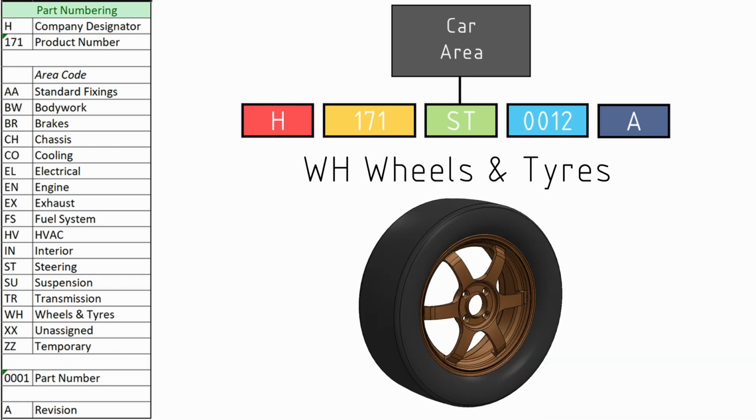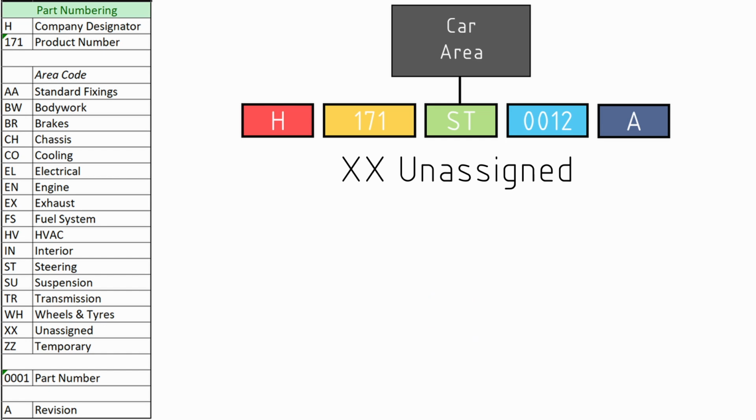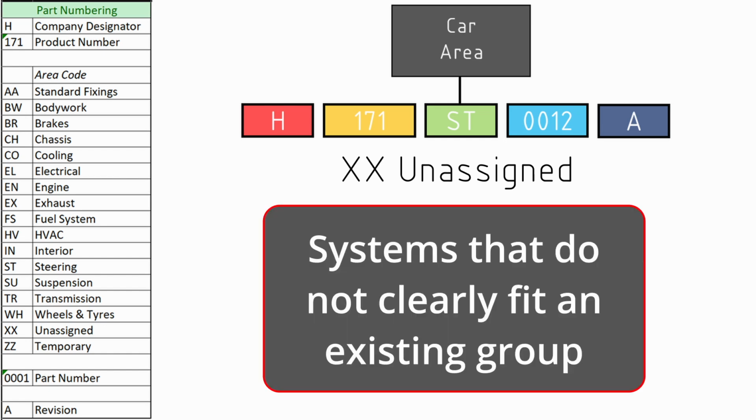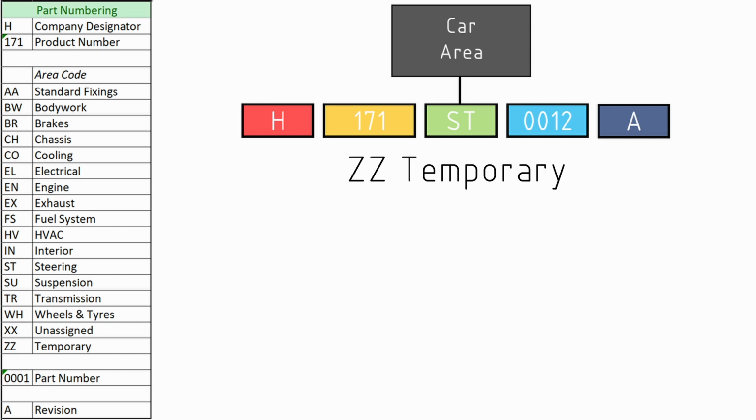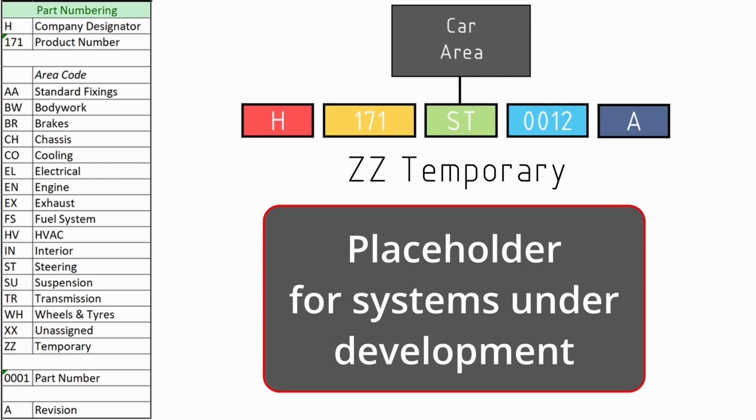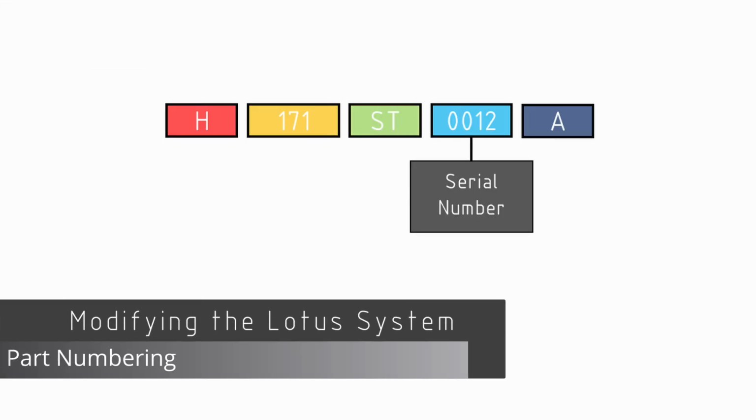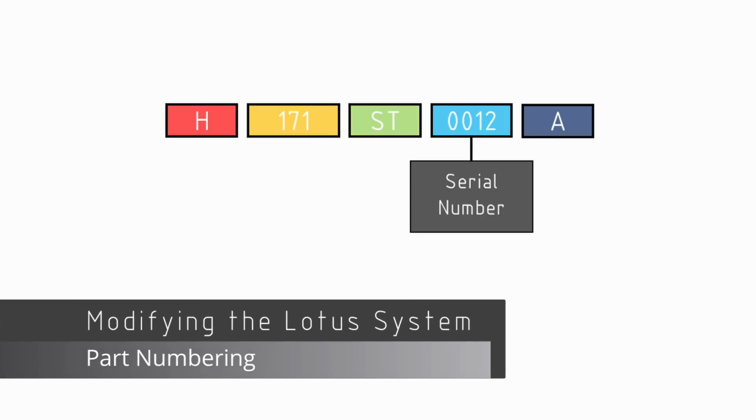I'm also going to create 2 other categories, an unassigned area code. Now this is going to be useful for when I'm bringing a part in. I'm not entirely sure which area it's going to be in, but I want to create the model to start with. And then another one for temporary. And this allows me to still use the model as a sketch pad for ideas, but making sure that I can identify which of these parts I don't want to be in the final model. And just like the Lotus version, I'm going to then have a part number identifier, which will just be 4 digits, and then a revision.